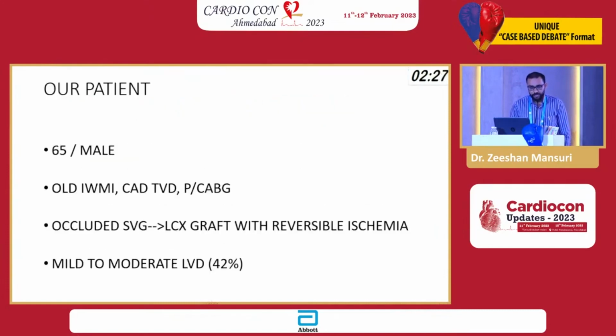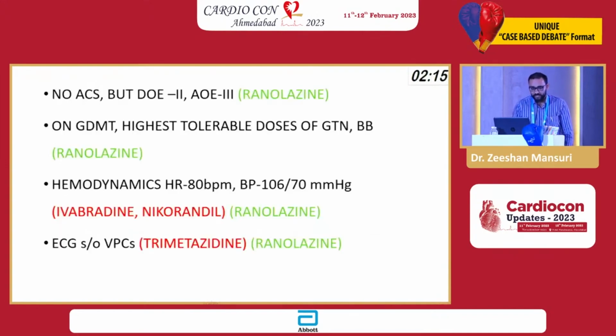Coming to our patient: elderly male, old ACS, triple vessel disease, post CABG. Now one graft is occluded, two grafts are patent. So as I said, the first option is to revascularize. And mild to moderate LV dysfunction. Now this patient does not have ACS, but angina and dyspnea are clinically significant, NYHA class 2 and 3. So ranolazine is favorable, on GDMT with highest tolerable doses of GTN and beta blockers.